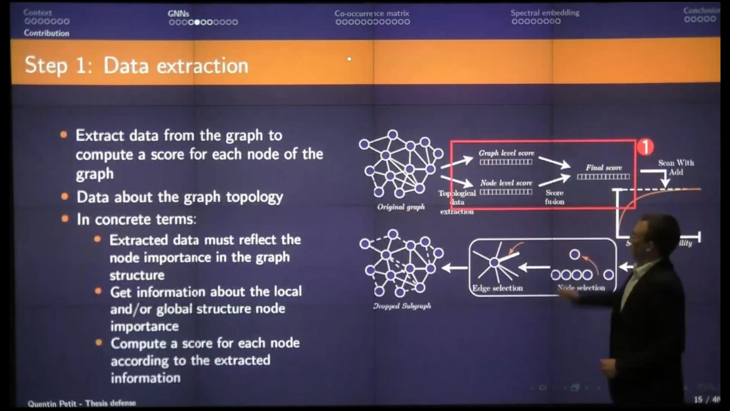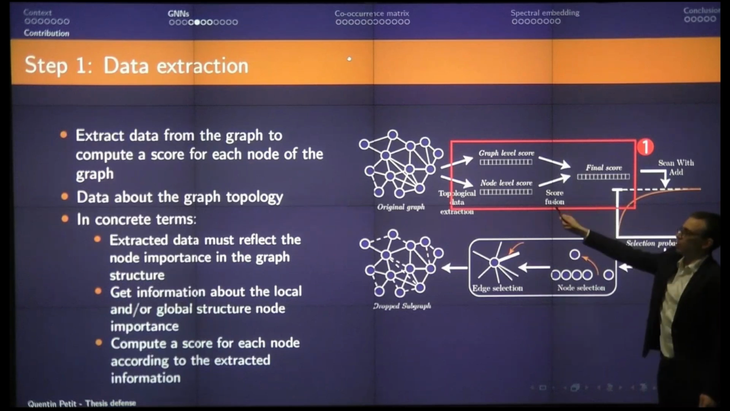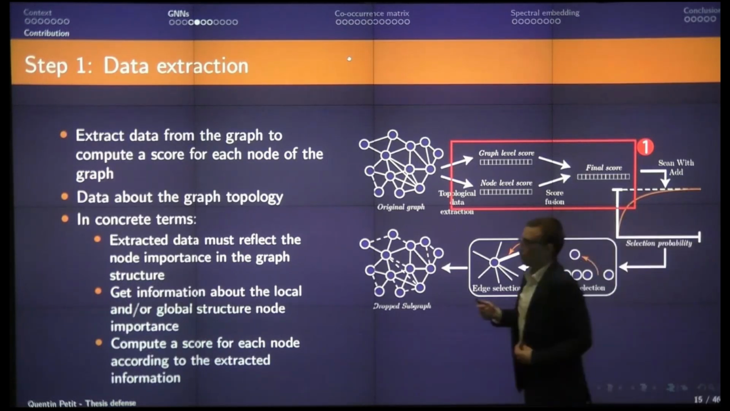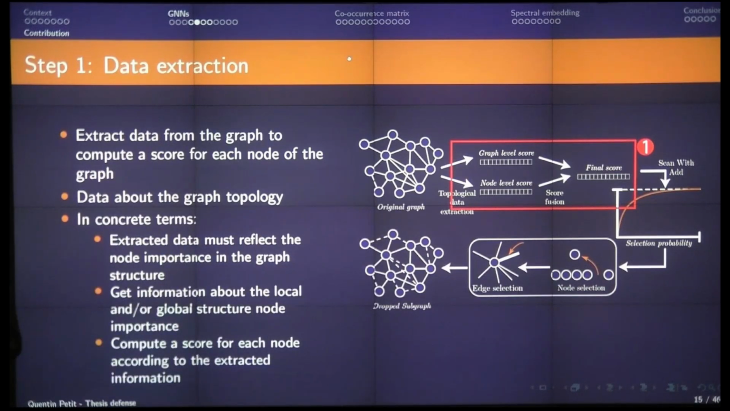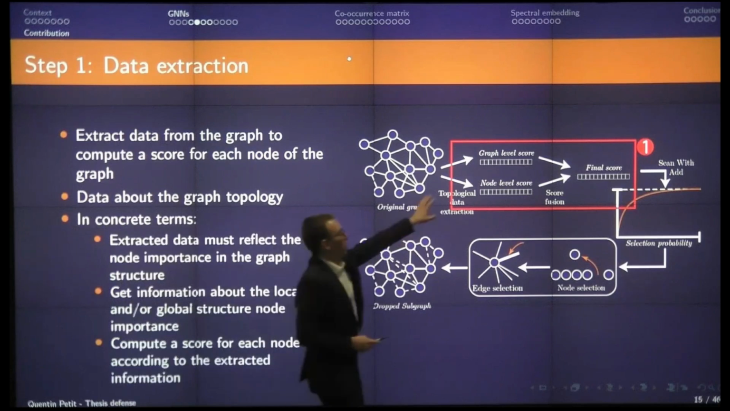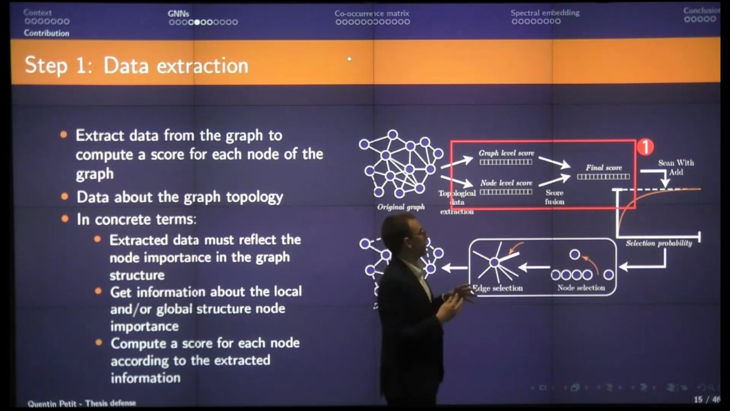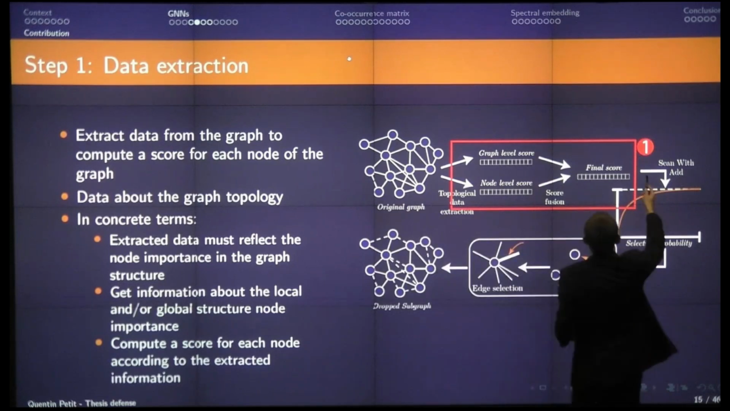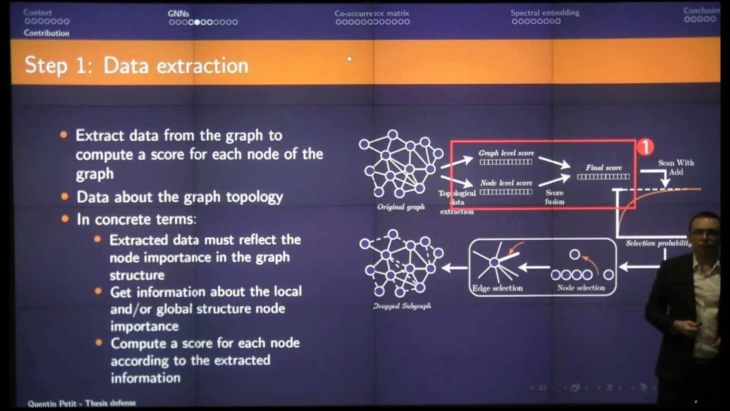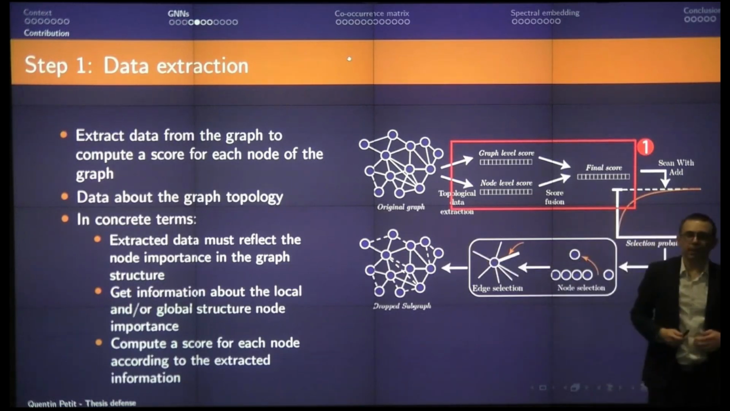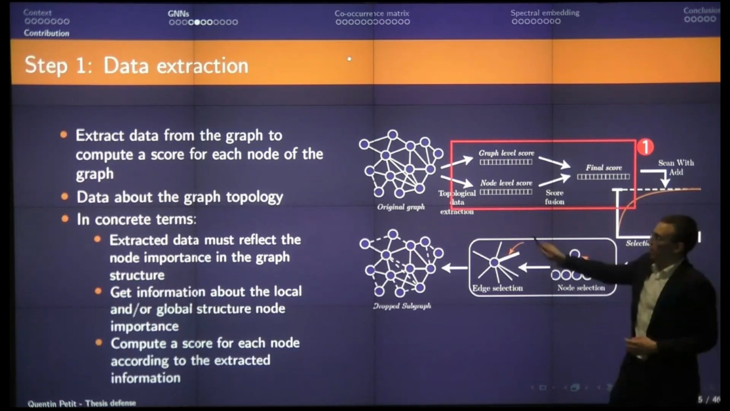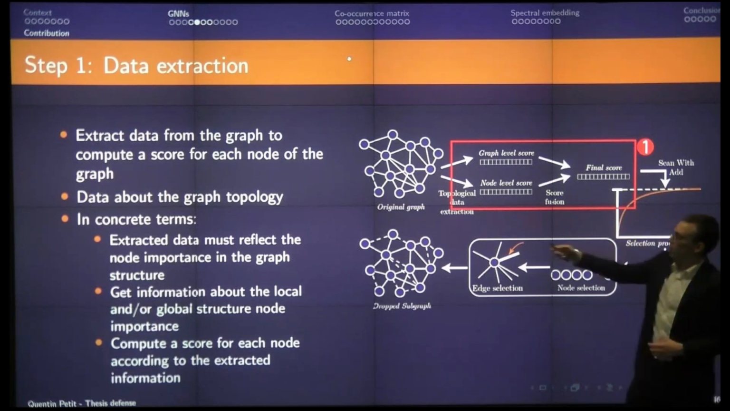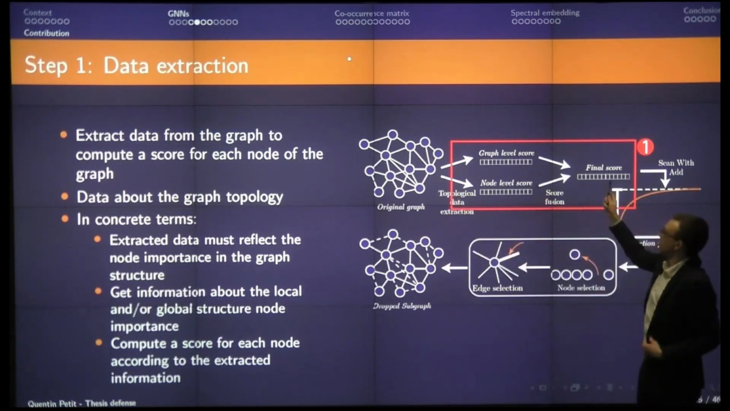So, the first step is to extract information from the graph. For that, we will extract some topological information from the graph in different ways. We can use different metrics to extract the information here. And the idea is, when we have extracted enough information, we will fuse this different information to create a final score. And one final score will be attributed to each node of the graph. And this score will represent the importance of the node inside the graph structure. So the more important a node is in this graph, the higher the score will be.